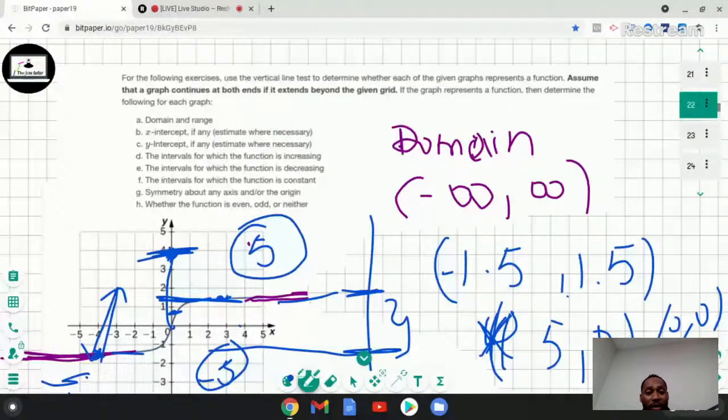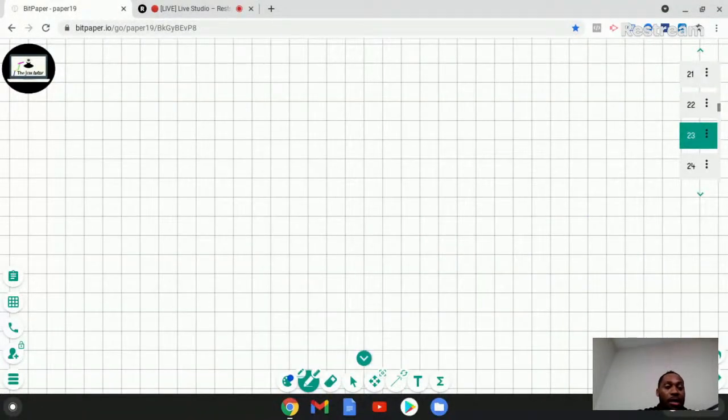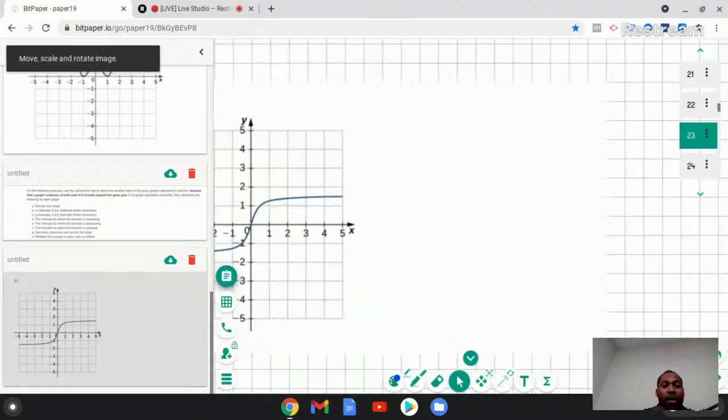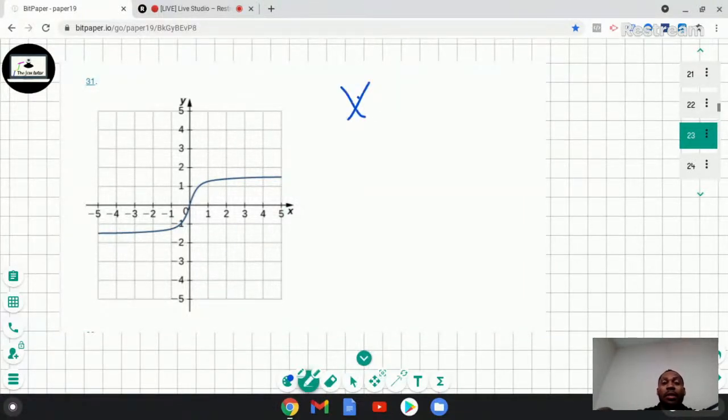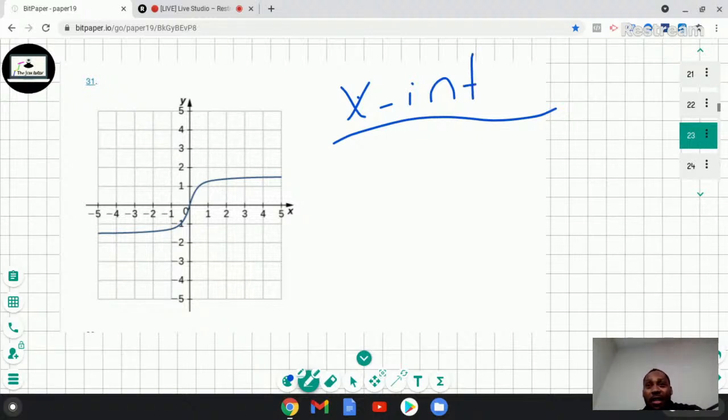Now, how do we do that in the graph? Let me go to a different page and find the x and y intercept. Let me put the graph back on there. So let's find the x and y intercept. So when we look at the function here, the curve goes this way, and then it gets here, and then it flattens out that way. The function crosses the x and the y axis at the point 0, 0.